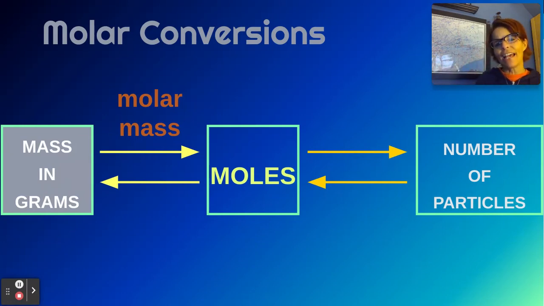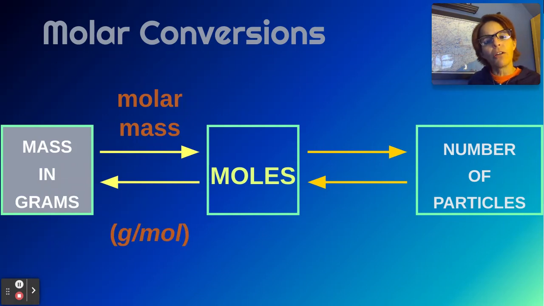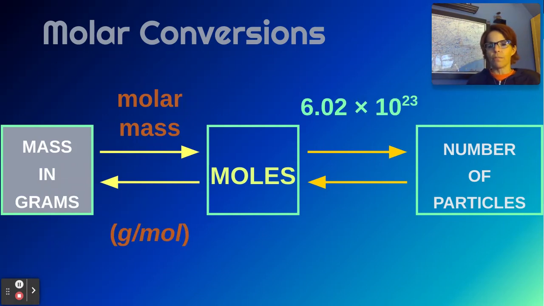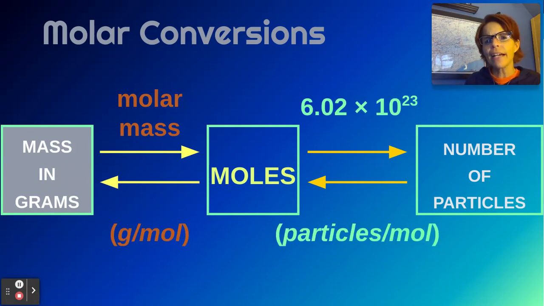Let's say instead I want to go from moles to numbers of particles. And when we say numbers of particles, we're talking about atoms, elements, molecules, number of particles. And that's Avogadro's number. That's 6.02 times 10 to the 23rd. And that's how many of the items there are in 1 mole.